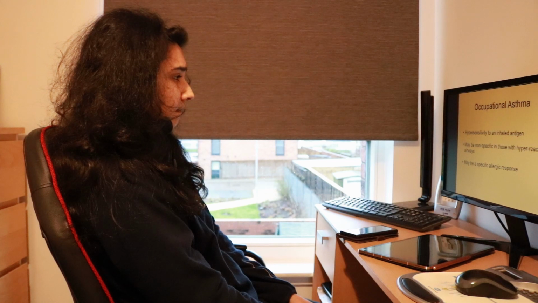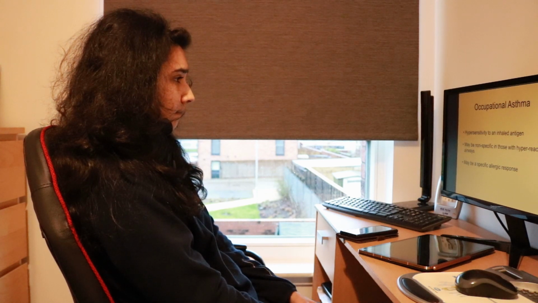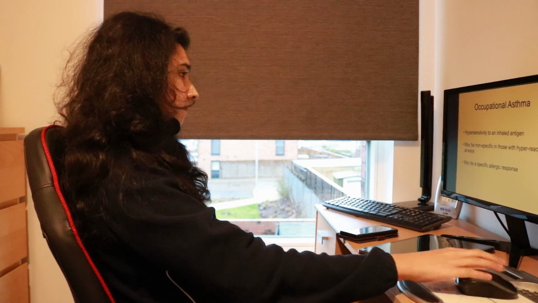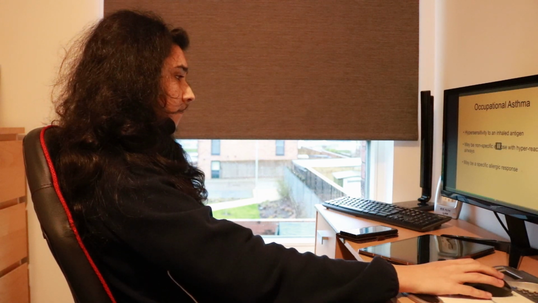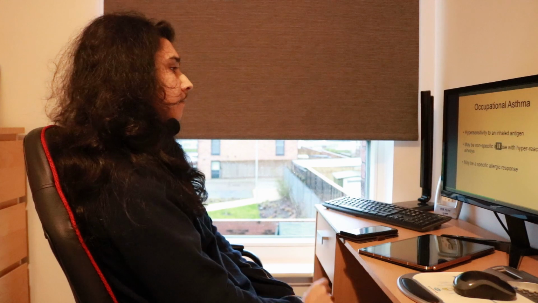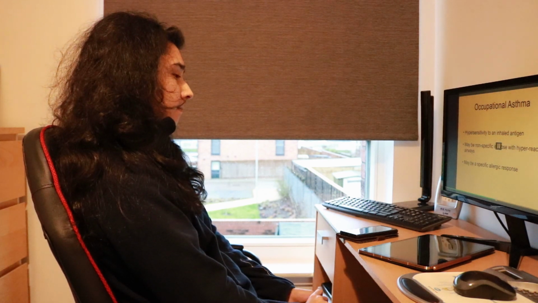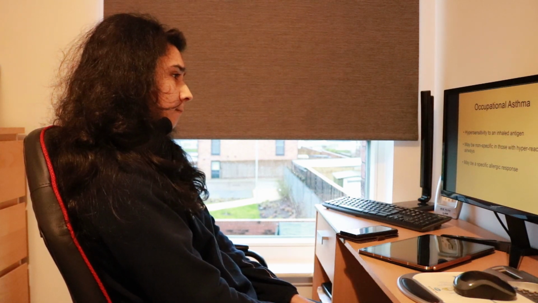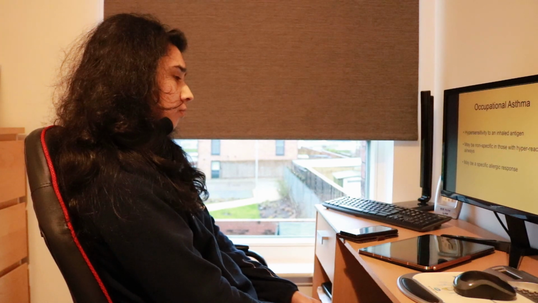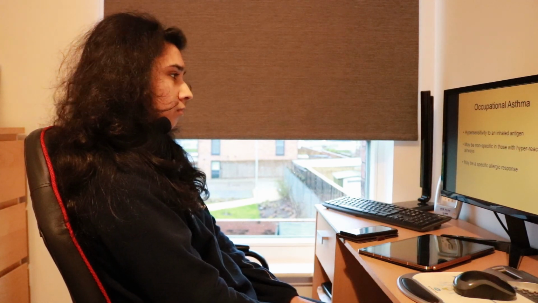Occupational asthma is, as you might expect, hypersensitivity to an inhaled allergen that is related to an individual's occupation. One example would be a pine wood allergy. If somebody is sawing pine, releasing pine antigens, then that may induce an asthma attack. It's important to recognise this may also be non-specific in those with hyperreactive airways. So a normal airway can react if exposed to sufficiently noxious stimulus, and that's a non-allergic reaction.